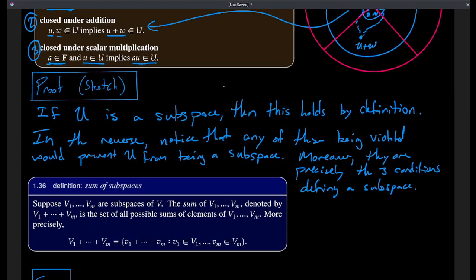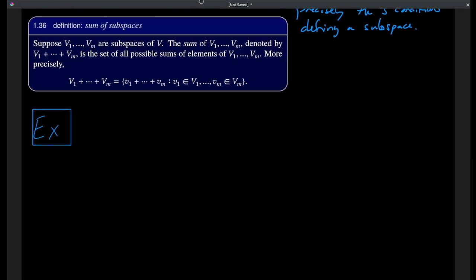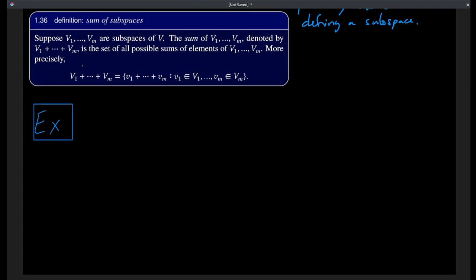One of the easiest ways we can do this is with this definition. So if you have a collection of m subspaces of a vector space V, then the sum of those subspaces, which we will denote by V1 plus and so on up to Vm, this is just the subspaces with pluses in between them. This is the set of all possible sums of elements in each subspace.